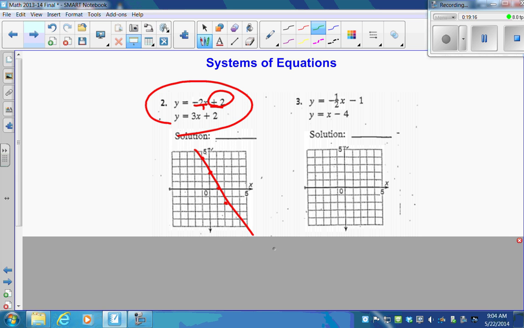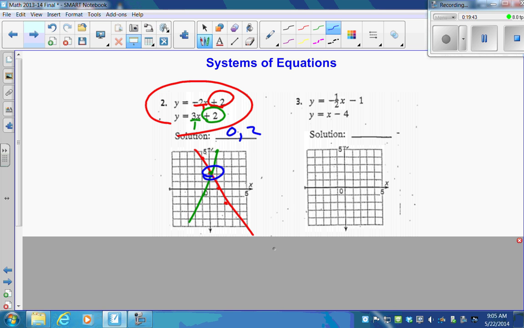Now do it again for the second equation. Start at my y-intercept, 2, and go up 3 over 1. Up 1, 2, 3 over 1. You can do the backwards, down 1, 2, 3 over 1. You have your straight line. The solution, the answer to systems, is where the 2 lines cross. The 2 lines cross right there at over 0, up 2. That's my answer.